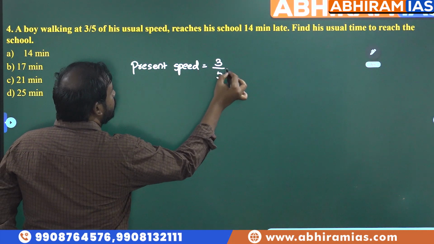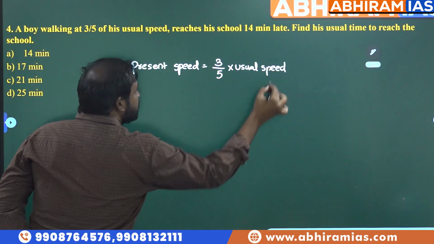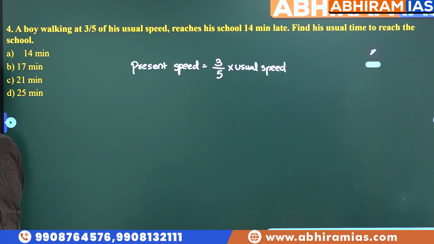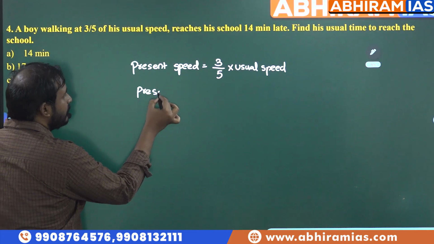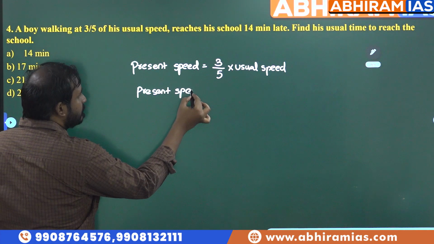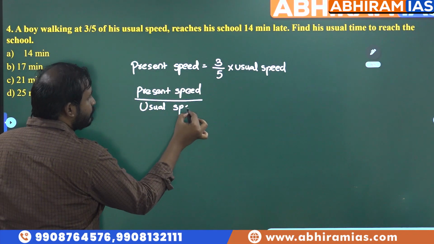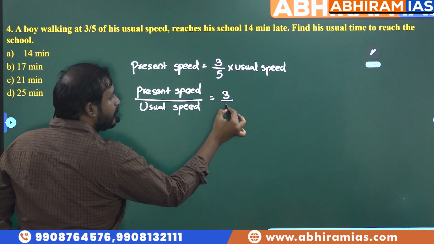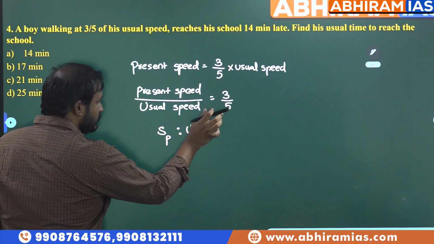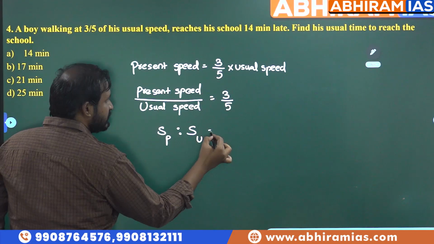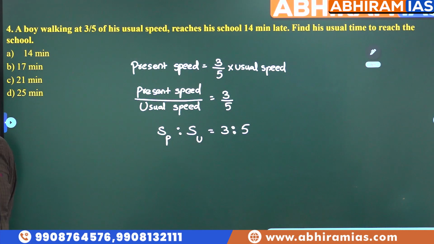3/5 of usual speed. That means can I write it as 3/5 of usual speed? Present speed is equal to 3/5 into usual speed. Now from this what I can write? Present speed by usual speed is equal to 3/5. So that means present speed is to usual speed is equal to 3:5.